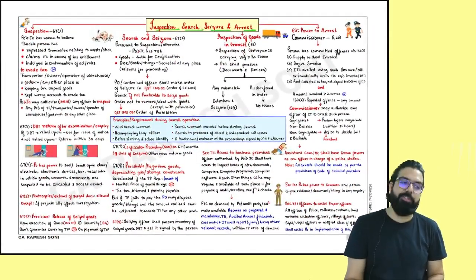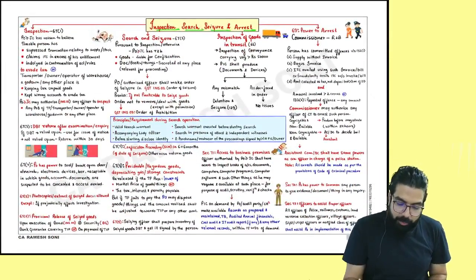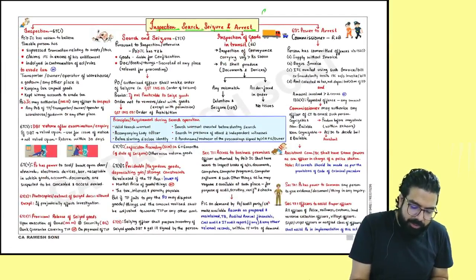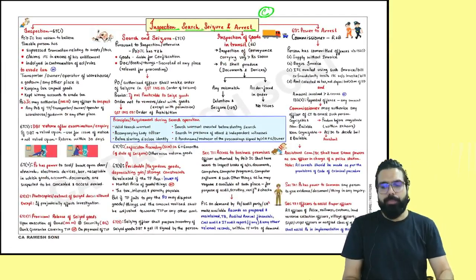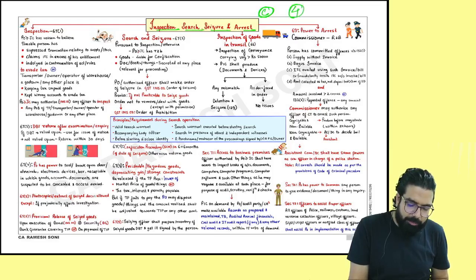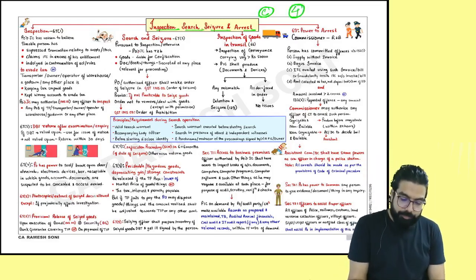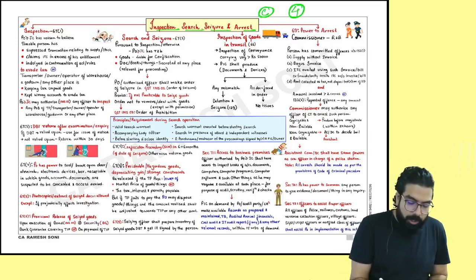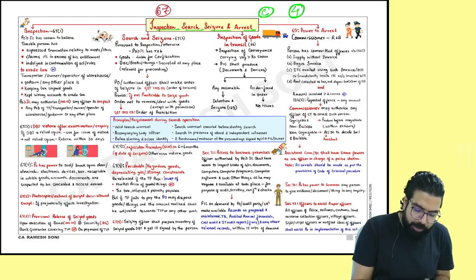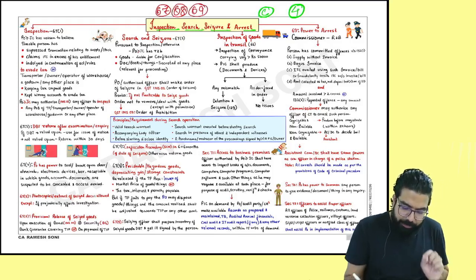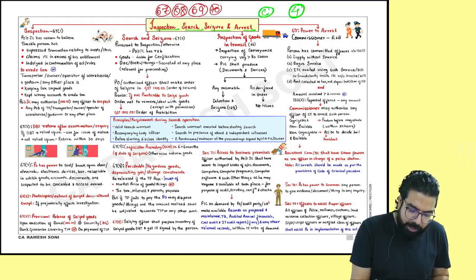Please come to inspection, search, seizure. Everyone, again, this chapter is also a C-graded chapter from the exam point of view. Four marks is something which I expect maximum out of this chapter. Everyone over here now, listen. In this chapter, we have section number 67, 68, 69, 70, 71 and section number 72.